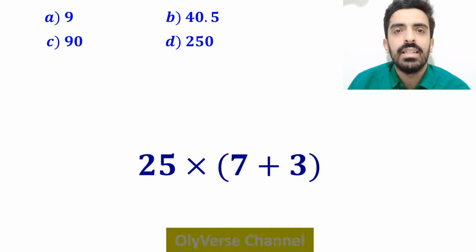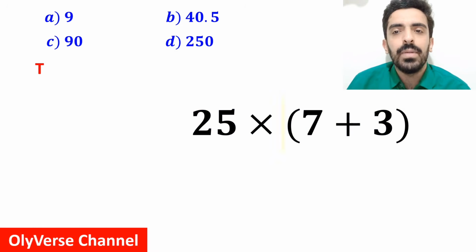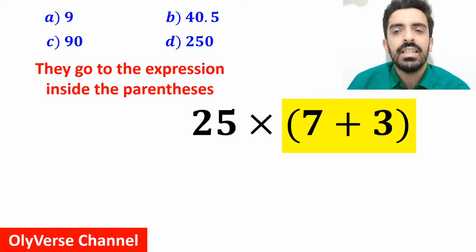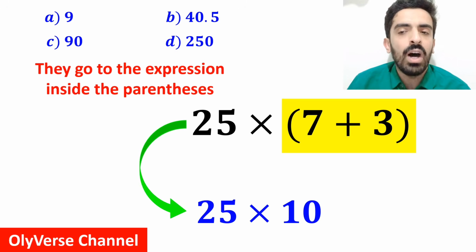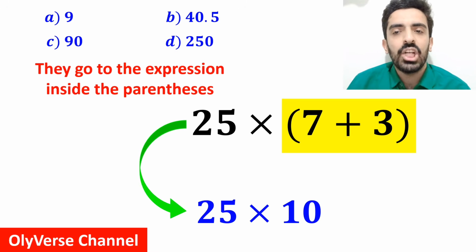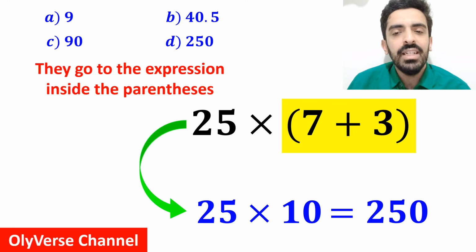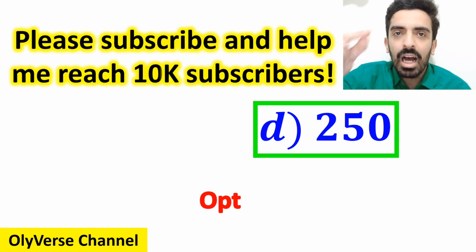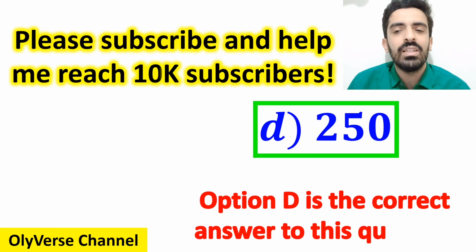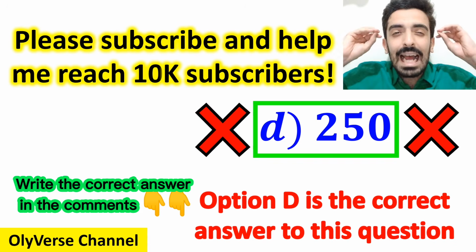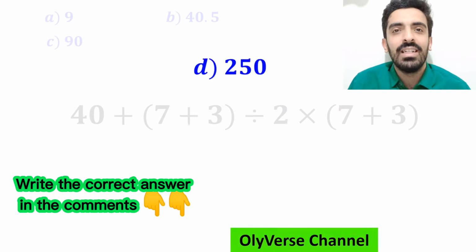And the final step, they go to the expression inside the parenthesis and simplify to 25 × 10, which eventually gives them the answer 250. Then, without any hesitation, they quickly say that option D is the correct answer to this question. However, this answer is absolutely wrong.